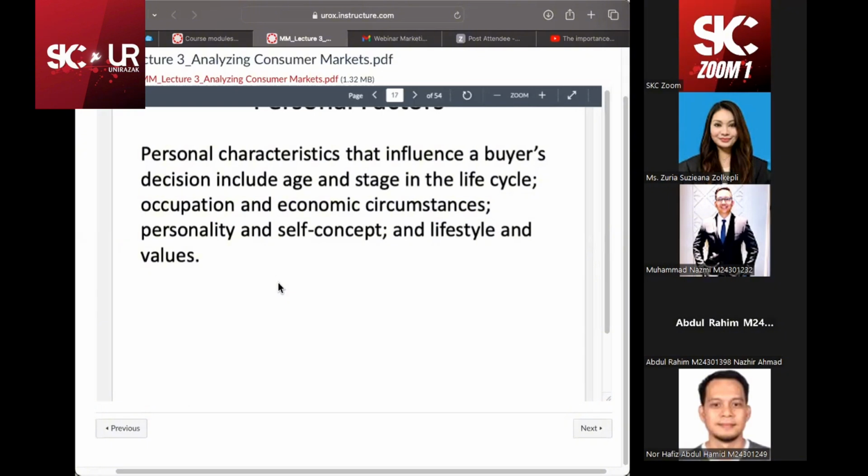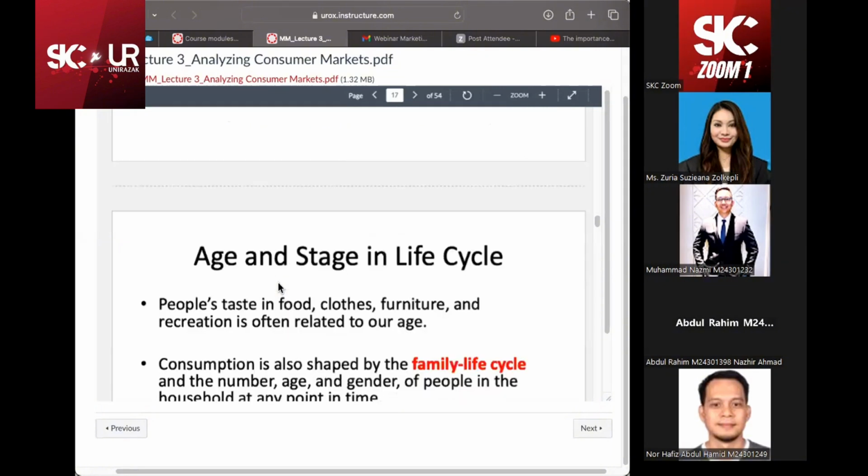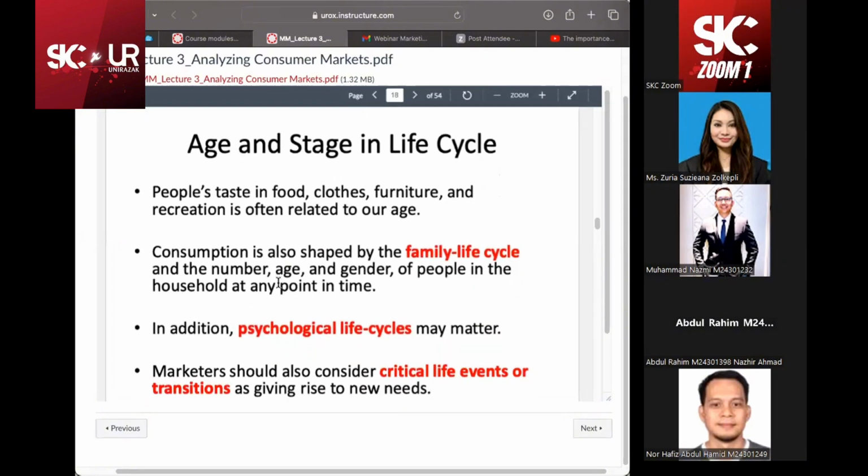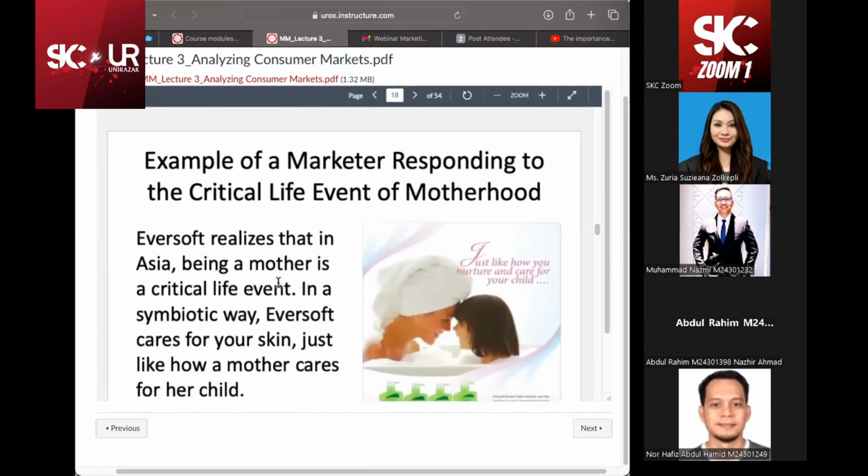Wherever I go, if I see packaging I really like, even though I'm not going to use it, I will buy it. So don't follow me. Just to maintain a certain personality, supposedly. So it depends on personal characteristics, in terms of age and stage.